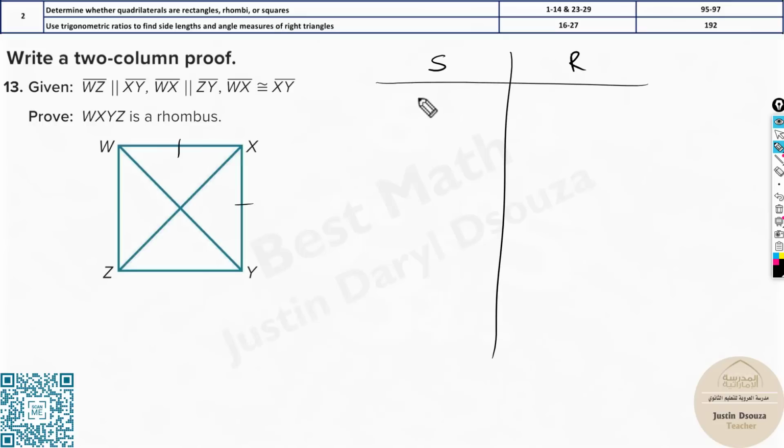Okay, statement and reason. Now here what all we know: WZ is parallel to XY, and WX is parallel to ZY, and WX is congruent to XY. This is given. That's the first statement.